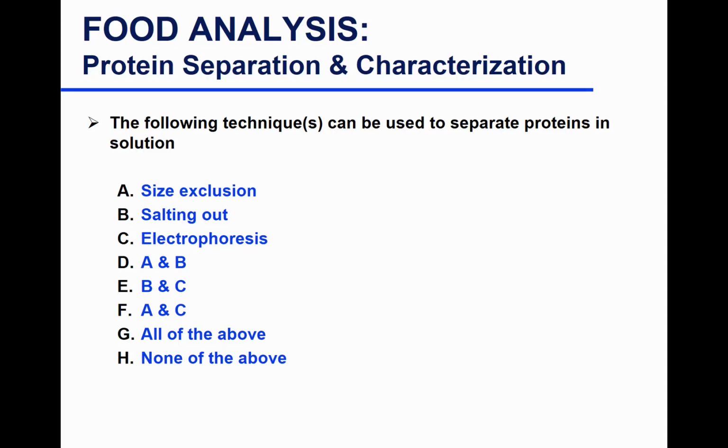So you can use size exclusion to separate them based on size. You can salt them out by changing the concentration of salt. Electrophoresis is typically used to separate proteins based on either size or size to charge ratio.